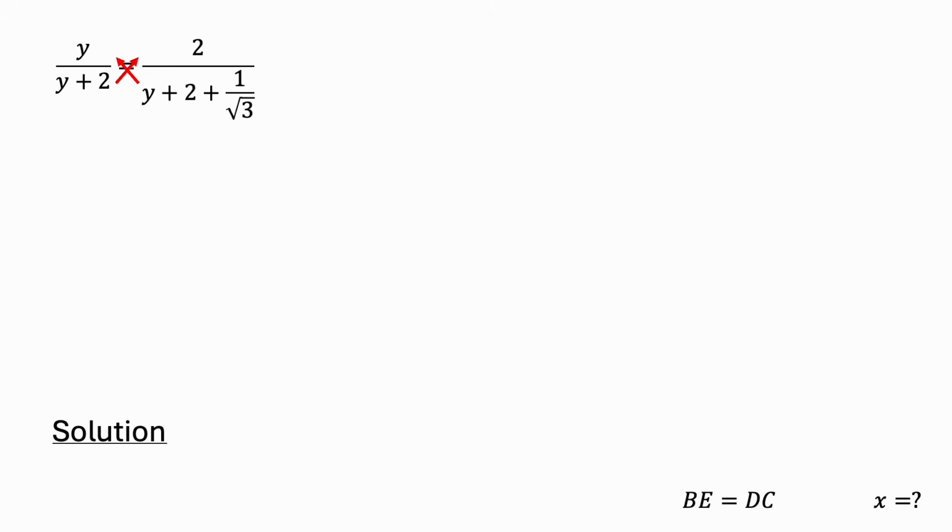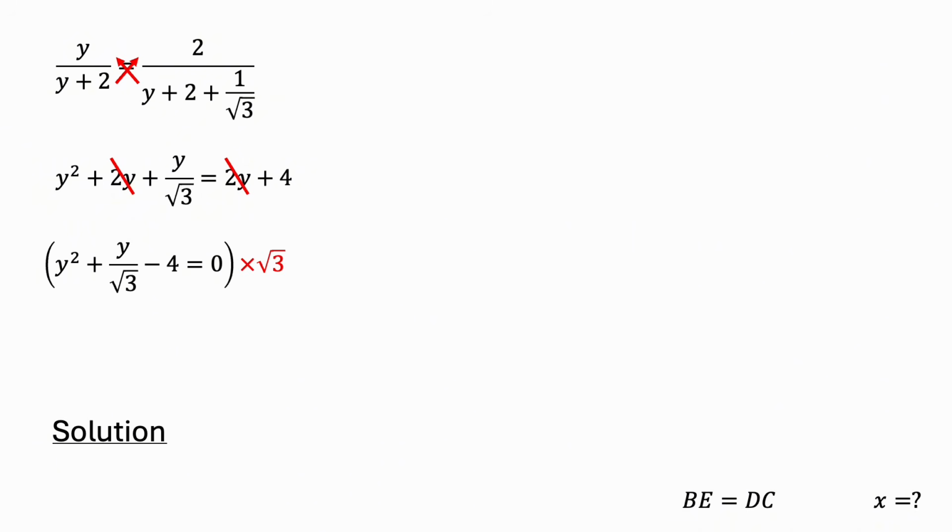Cross multiplying gives y squared plus 2y plus y over square root 3 equals 2y plus 4. The two 2y terms cancel, leaving y squared plus y over square root 3 minus 4 equals 0. Multiplying both sides by square root 3, we get the quadratic equation square root 3 y squared plus y minus 4 square root 3 equals 0.